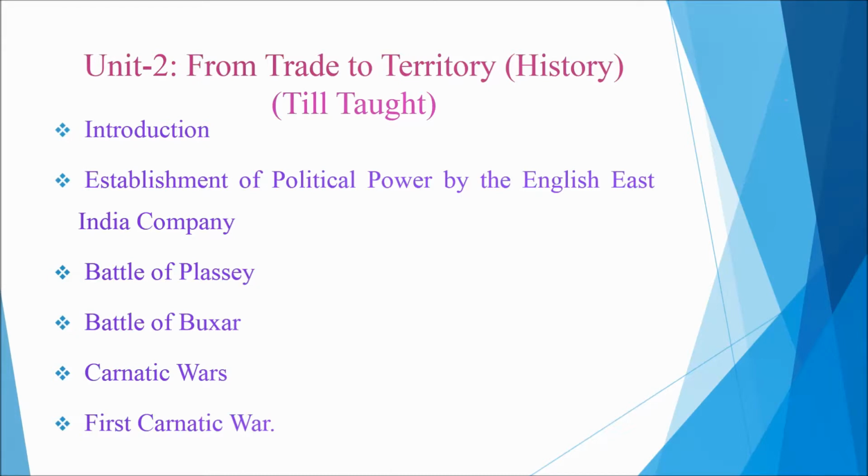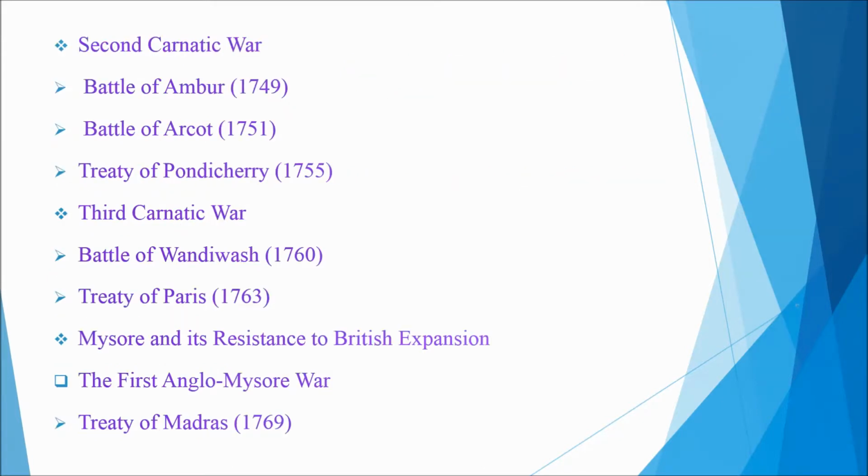Introduction part. Establishment of political power by the English East India Company. Battle of Plassey. Battle of Buxar. Carnatic Wars. First Carnatic War. Next, we have Second Carnatic War. Under this, we have Battle of Ambur, Battle of Arcot, Treaty of Pondicherry. Then we have Third Carnatic War. Under this, we have Battle of Vandivash, Treaty of Paris.